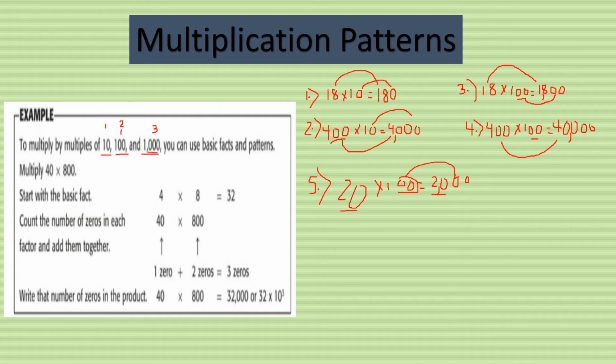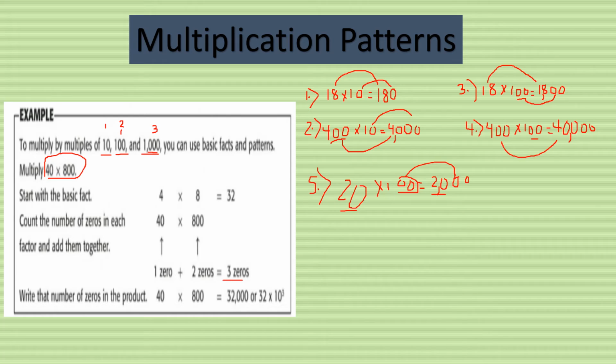Now, knowing that idea, I can use that same idea to multiply numbers which do not multiply by 10, right? So let's say I'm doing 40 times 800. So first of all, I need to take out the 4 and the 8. So 4 times 8 is 32. I know that very easy, right? Now count the number of zeros in each. So in the 40, I have 1 zero. In the 800, I have 2 zeros. So I add up those two zeros and I'll get 3 zeros.